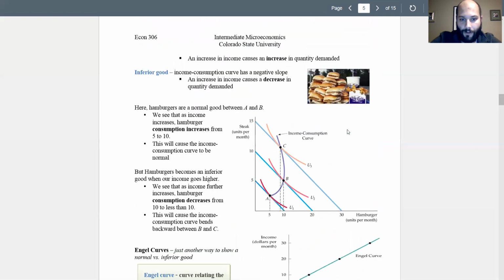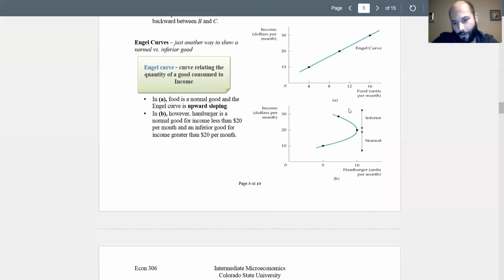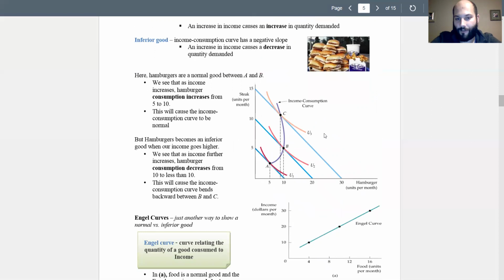All right, going back up here, you can also see inferior goods with the income consumption curve. If you had a backward bending income consumption curve, then we can see here, once again, these are different income levels, different budgets that we could have. And it looks like past about this income level, we start demanding fewer hamburgers. So a backward bending income consumption curve would show you the same sort of information that a backward bending Engel curve would show you, just slightly different ideas here.